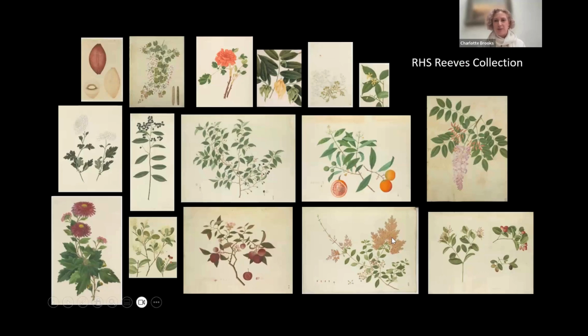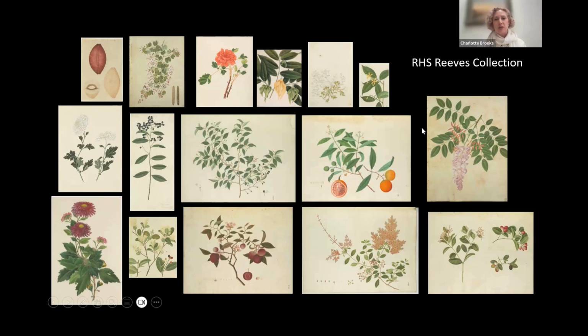So just to give you a sense of what this collection actually looks like, so you don't think it's all just going to be about the words today. The RHS Reeves collection is, depending on how you count it, roughly 800 paintings of plants. Dating to between 1817 and 1831, John Reeves was a tea inspector for the East India Company based out in Canton, Guangzhou now, and Macau.